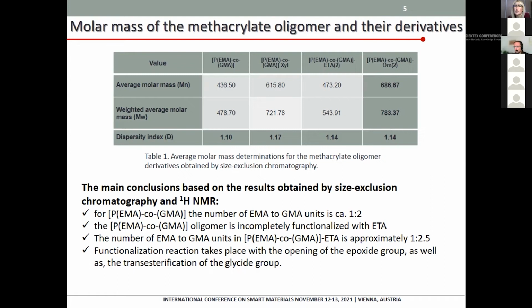Next, the reaction of the co-oligomer with xylitol under the influence of DBU used as a catalyst gives a compound with a mass of 713. The functionalization reaction takes place with the opening of the epoxide group as well as the transesterification of the glycidyl group.